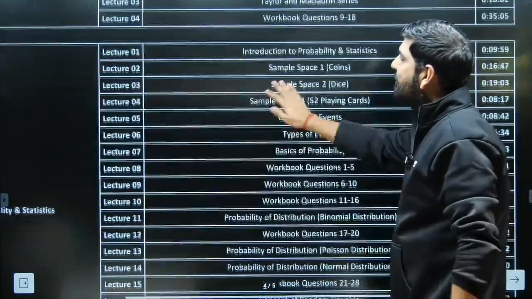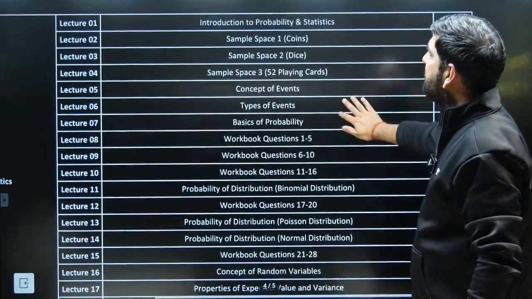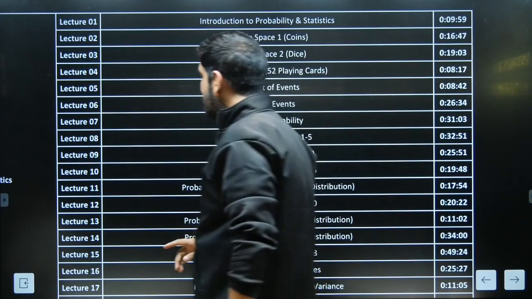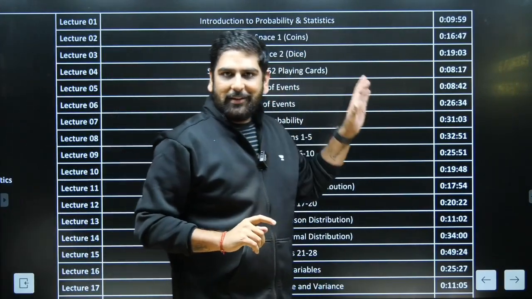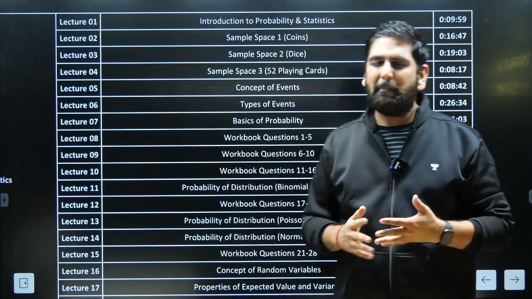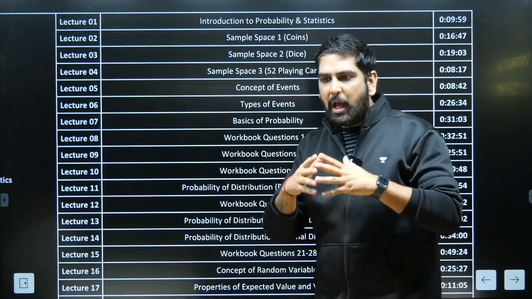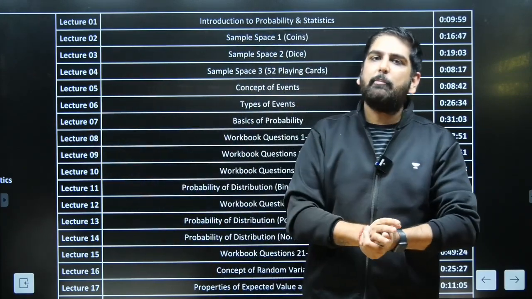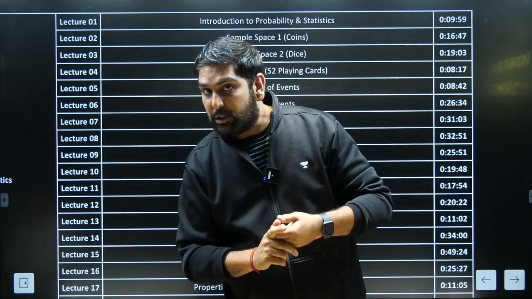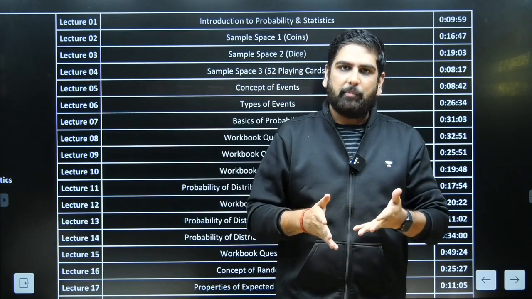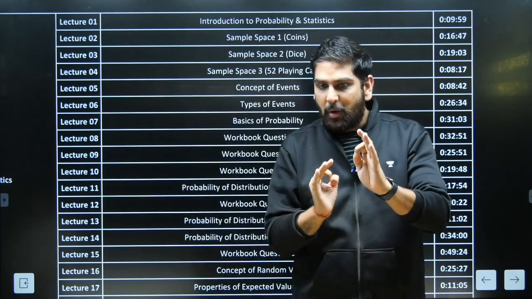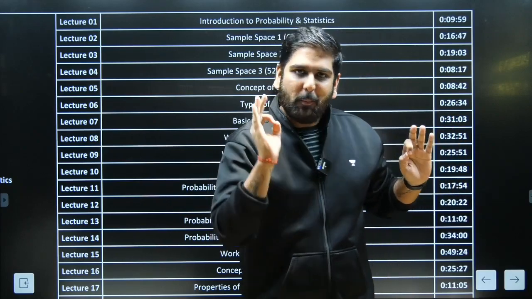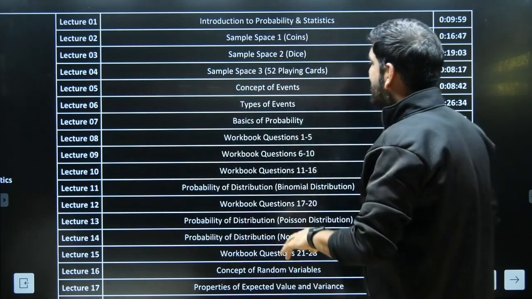I have given you the very basic introduction to probability and statistics, of 9 minutes, up to dealing with sample spaces. Probability is related to the random experiment, and the outcome of a random experiment is nothing but the sample space. I have given you the tricks to play with the events and to play with the sample spaces.